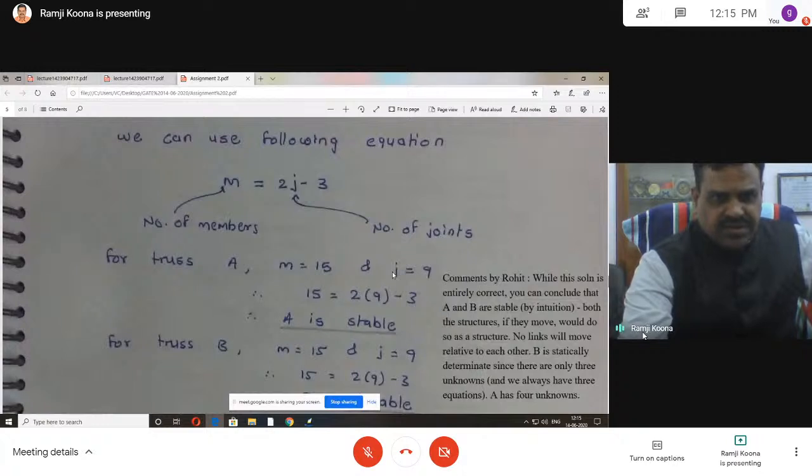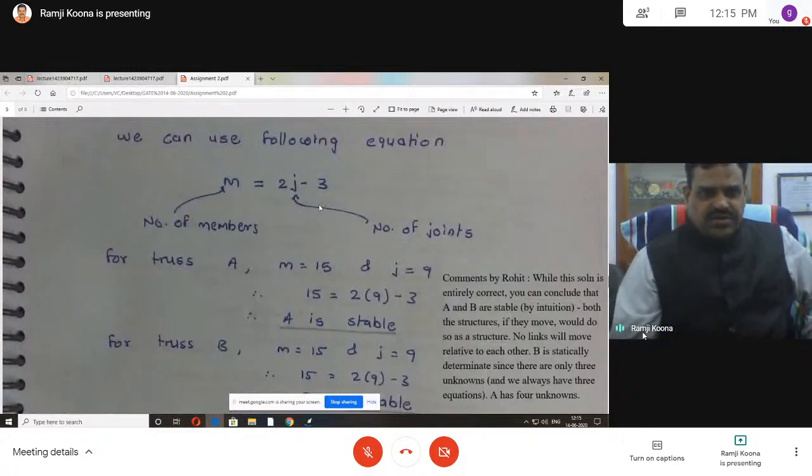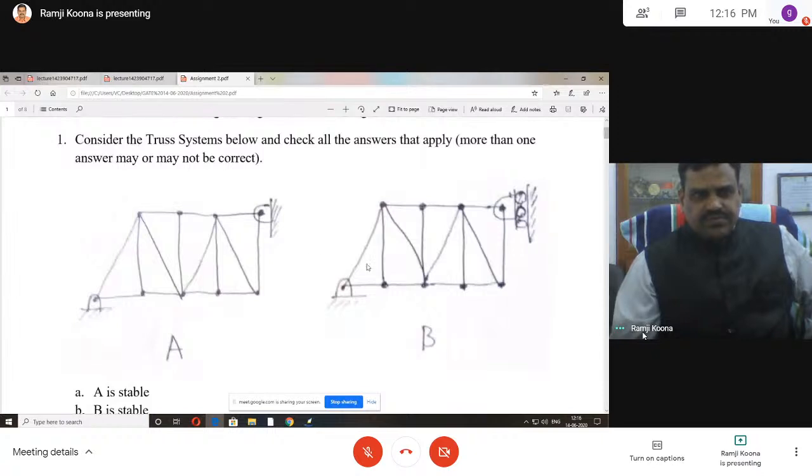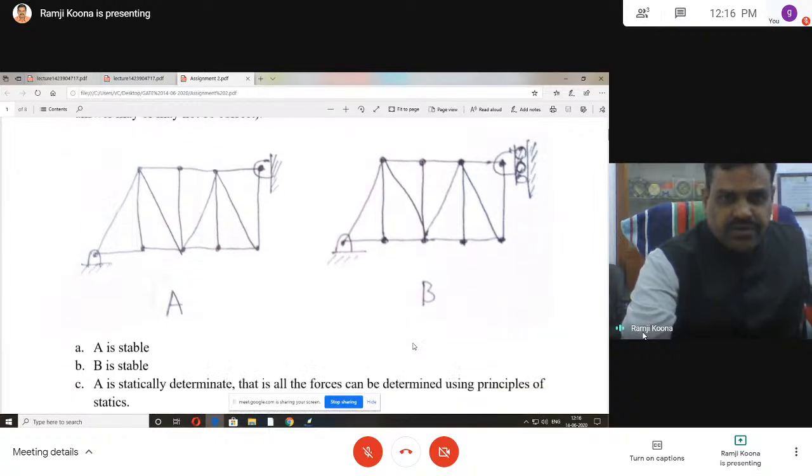This is to decide the stability. This is the equation: 2j minus 3, the number of joints, in the first case for truss A and truss B. Here are truss A and B. Count the members: 1, 2, 3, 4, 5, 6, 7. Again 1, 2, 3, 4, 5, 6, 7. And again 1, 2, 3, 4, 5, 6, 7. This is how you have to find out.